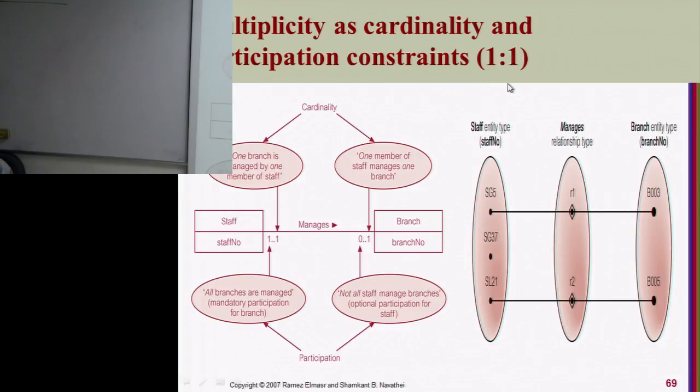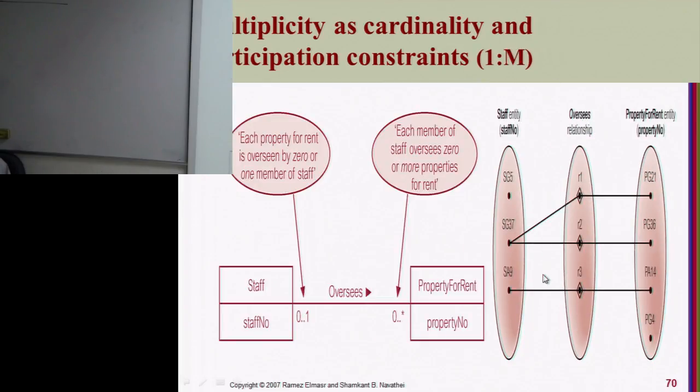Okay? Let's have another example. Here, the relationship between staff and property for rent. So we say that staff oversees property for rent. Oversees means manage, look after. He is the one who takes care of the property, and so on. So the staff oversees property for rent.